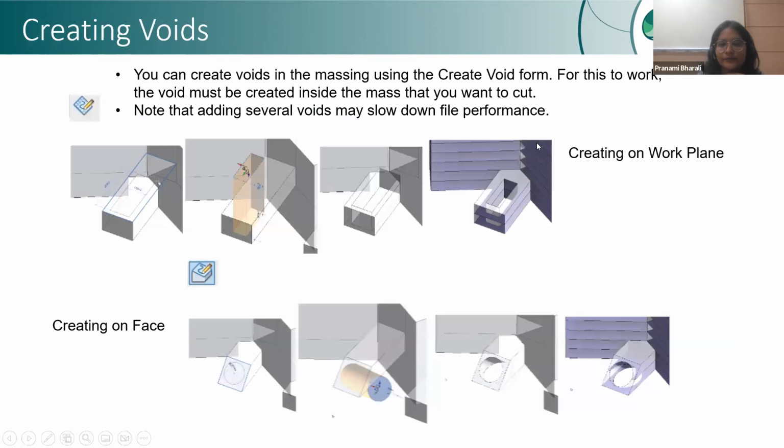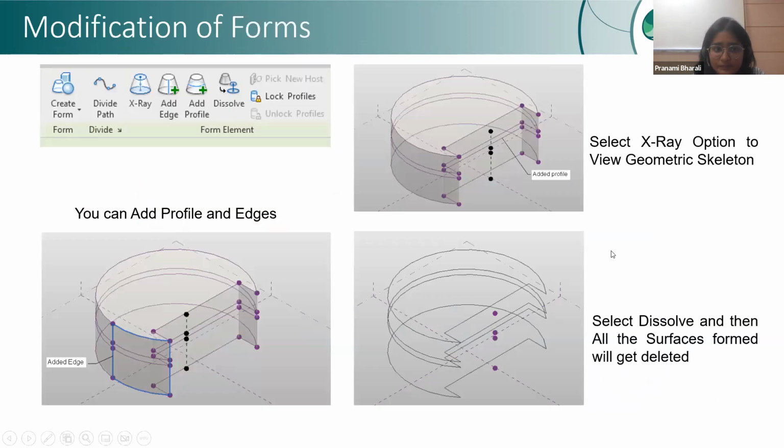Then creating voids now. As I said, first is the mass form we made, so that is the solid form we made. Next we are making the void. After making any kind of solid, you want to create a void in that solid. In that case, you can go by two options: one is the create on face option, and one is the work plane option. What is the difference between the two, I will be giving you a demo directly in Revit itself.